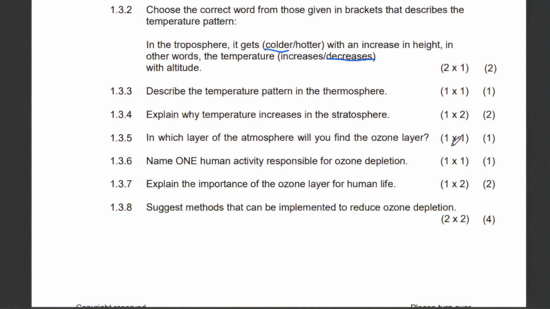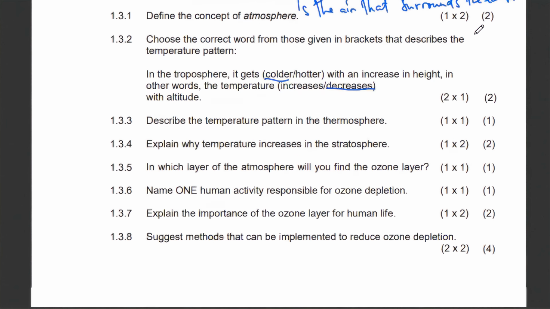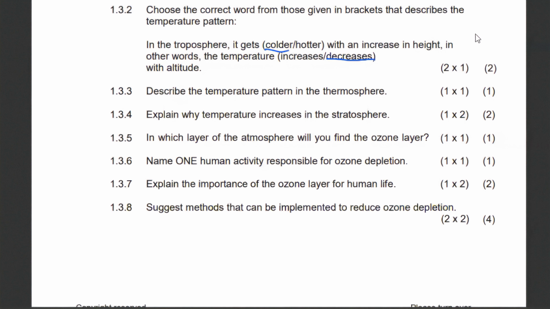Describe the temperature pattern in the thermosphere. In the thermosphere, we are seeing the last layer here. How is the temperature like? In the thermosphere, the temperature increases. It's increasing.